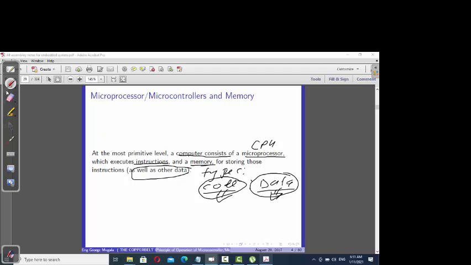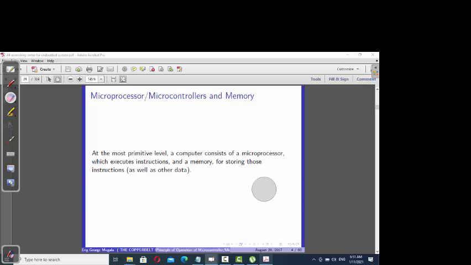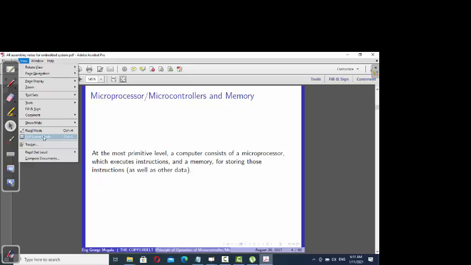Okay, let's make some progress. Just put it in view screen mode.